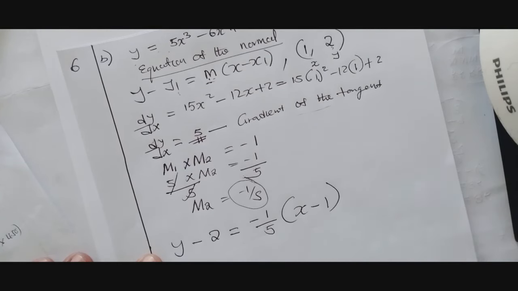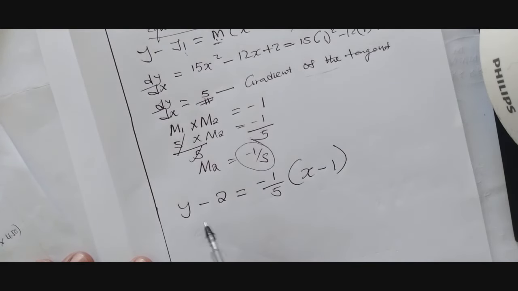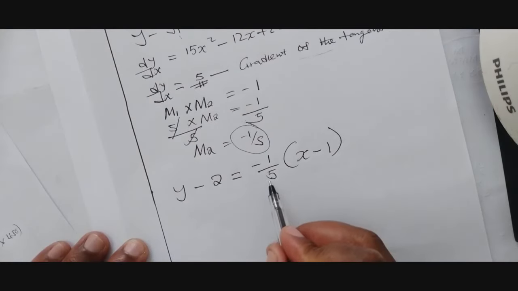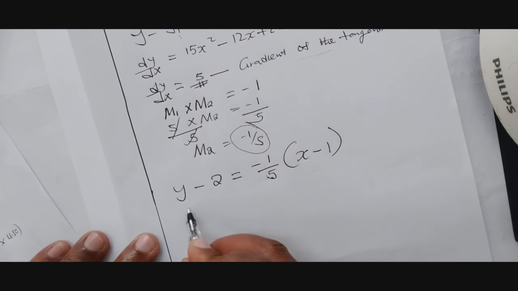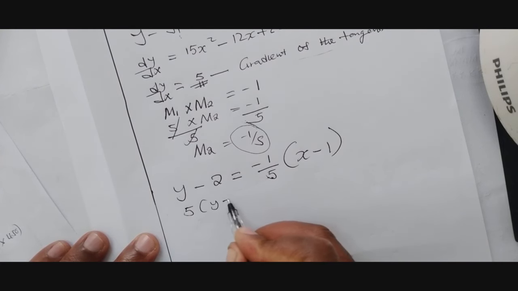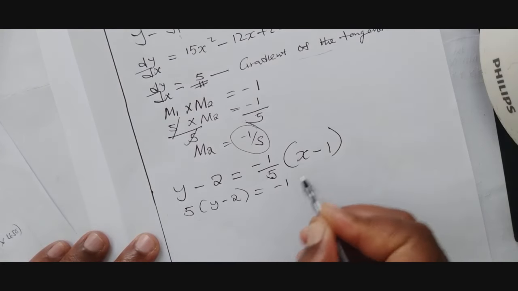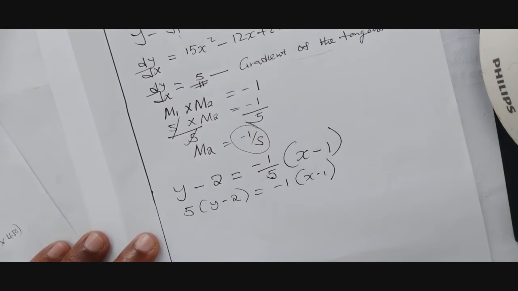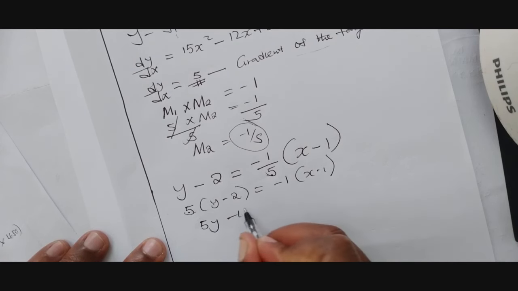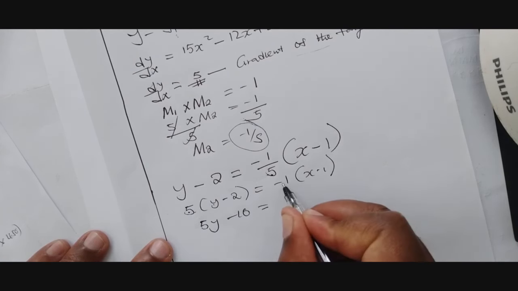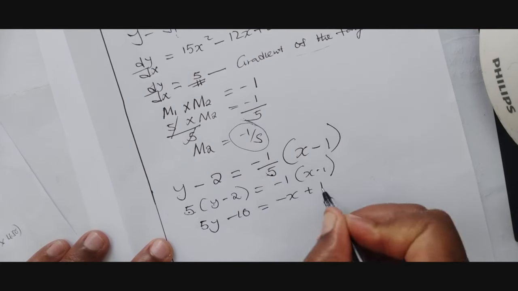It's 1. So in this case, you can multiply both sides by 5. You just multiply this 5 this side. Okay? So you multiply just this. You bring the 5 this side. Just say 5, open bracket, y minus 2 is equal to negative 1 times x minus 1. That's how you get rid of a fraction. This by that is 5y. This by that is negative 10 is equal to negative 1 by x is negative x plus 1.